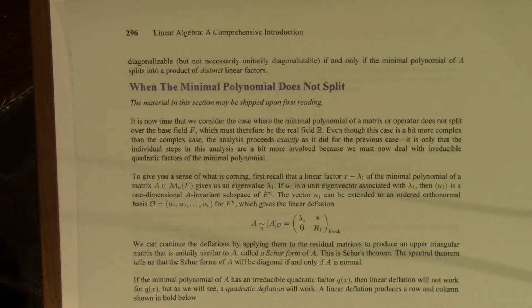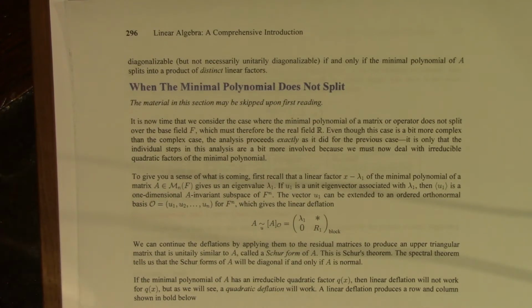It's my experience in looking at linear algebra books that the division that is made is not whether the minimal polynomial splits or doesn't split, but whether the base field is the complex field or the real field. I think that's somewhat of an artificial dividing point. It's the only dividing point that works if you want to speak in very general terms.